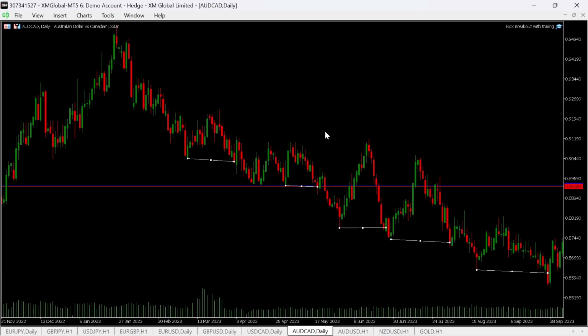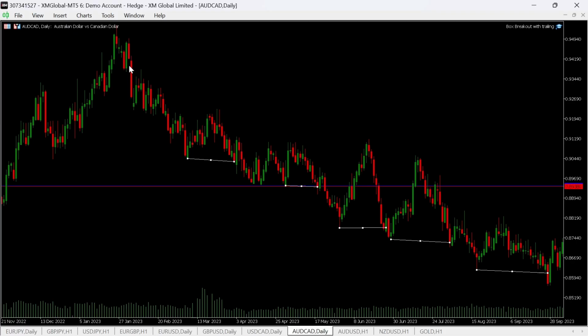Okay, here is another chart of Australian dollar versus Canadian dollar. It's also a daily chart. I like choosing the daily chart because it's a higher time frame, and as I said in the previous video, the higher time frames are the ones which show the trends clearly. So right here in this chart we can see a very nice downtrend, and I have already marked the break of structure right here, right here, right here, right here, and right here.